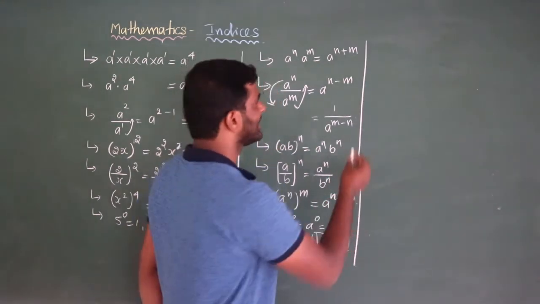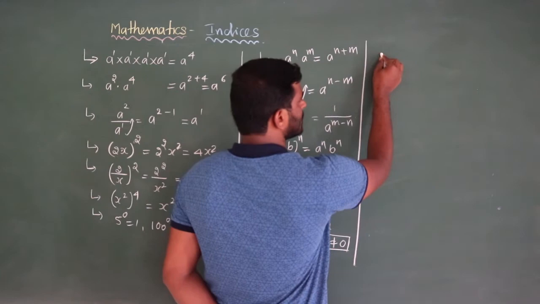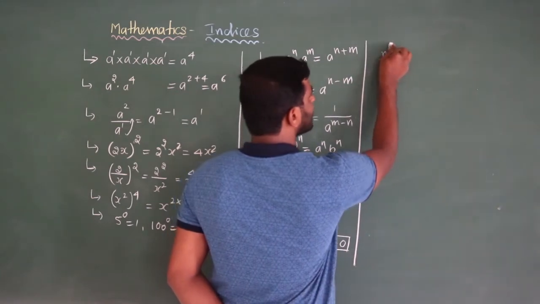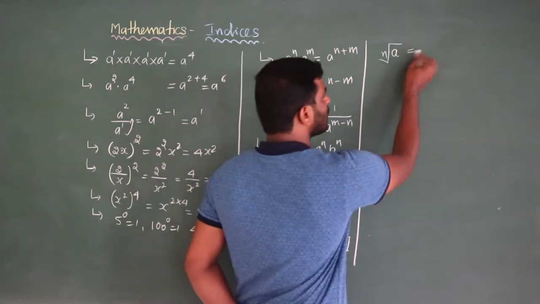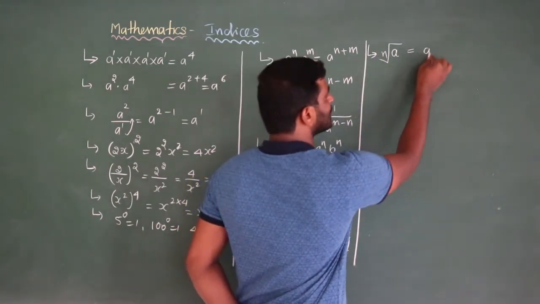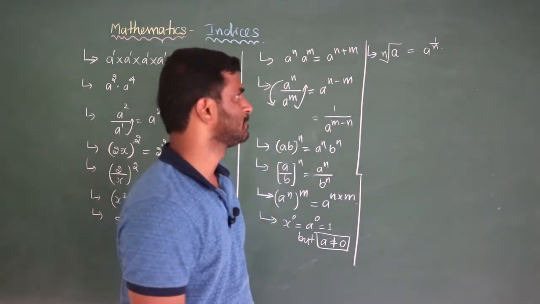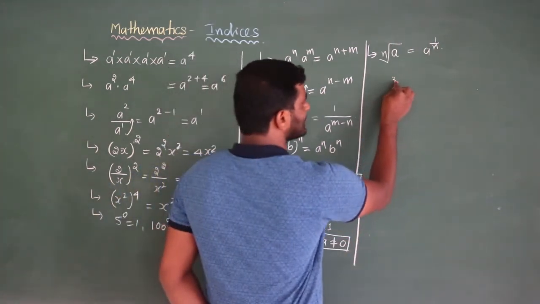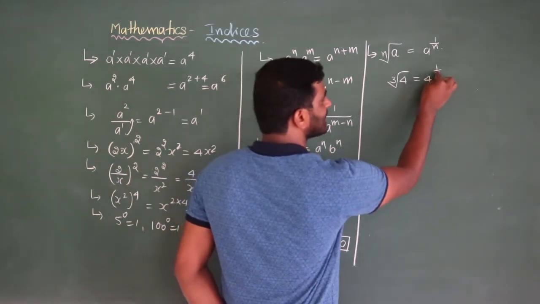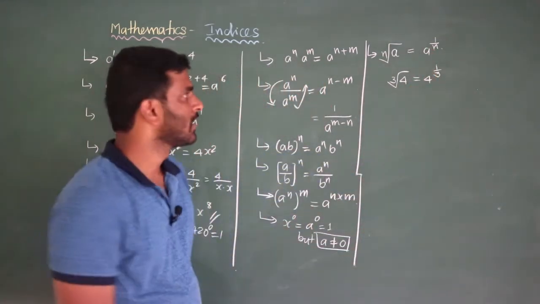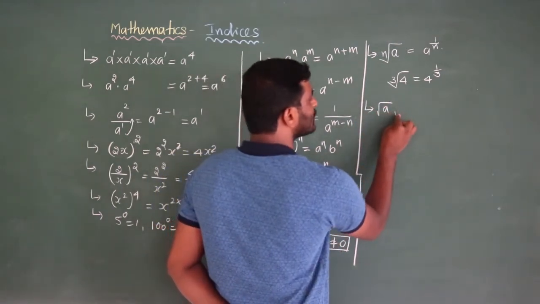The next one is here. There is the n-th root of a. This one we can also write as a to the power of 1 by n. For example, the cube root of 4 we can also write as 4 to the power of 1 by 3. Okay, clear? So the next formula: what is root a into root b?